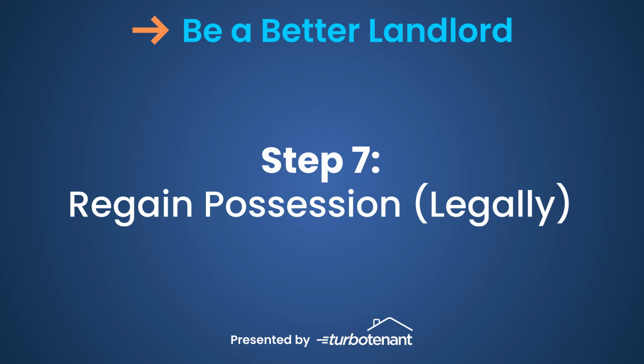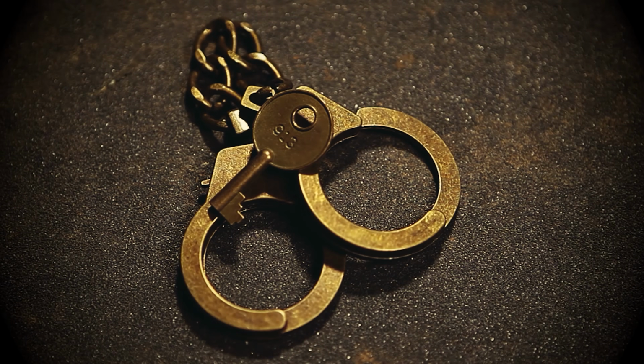Step 7, regain possession legally. If the tenant still won't leave, don't take matters into your own hands. Don't change the locks or shut off utilities. That's called a self-help eviction, and they're illegal. Work with the sheriff or local official to remove the tenant legally. It might take time, but following this step protects you from lawsuits and liability.